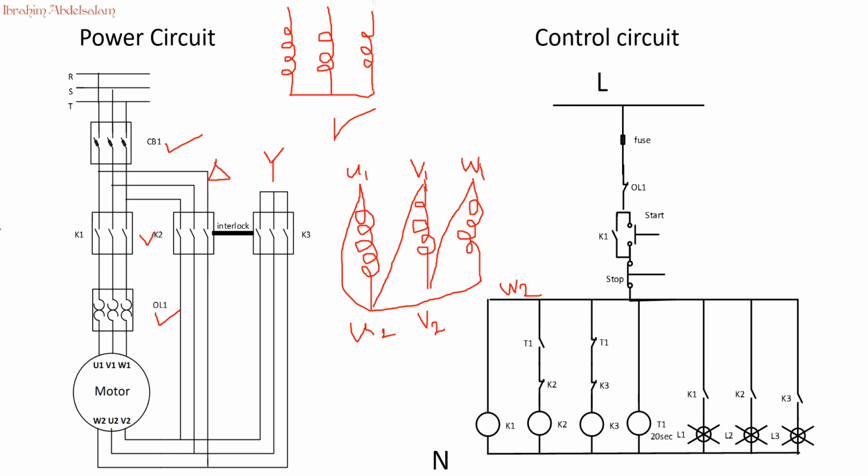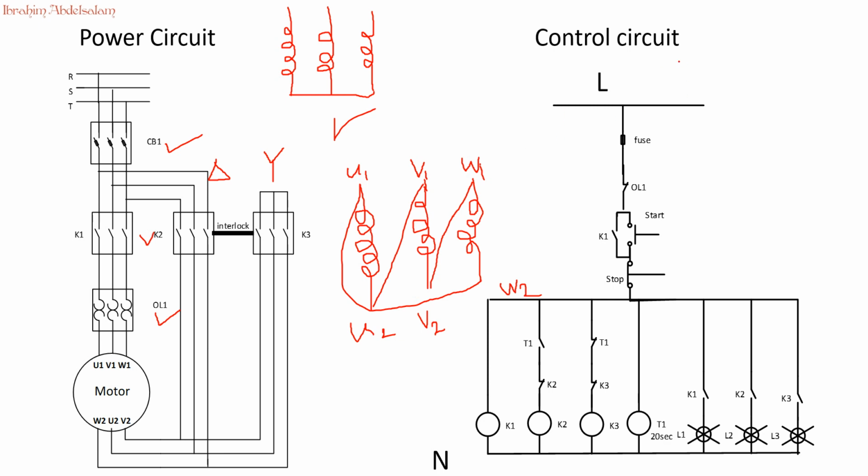Now let's summarize our power circuit again. We have our circuit breaker, contactor 1 to connect our circuit, the overload relay, and our six-terminal three-phase induction motor. Contactor 3 is used for star connection. Contactor 2 we will use for delta connection.